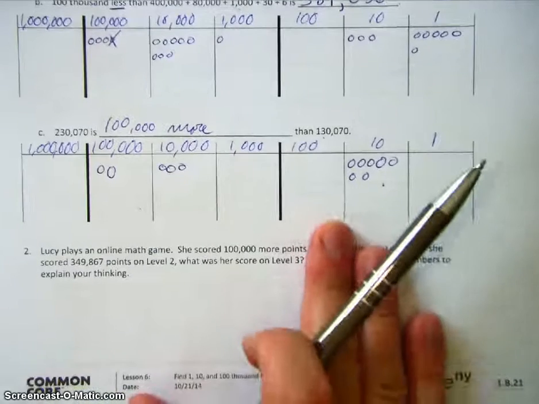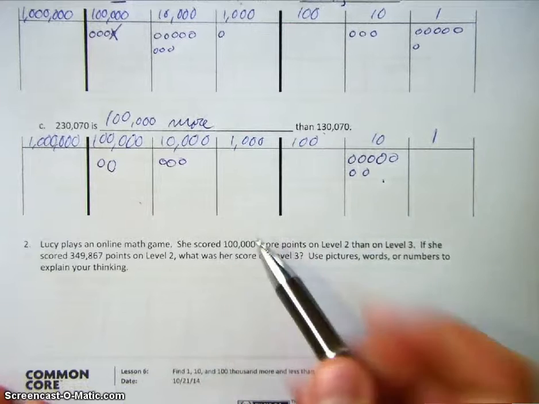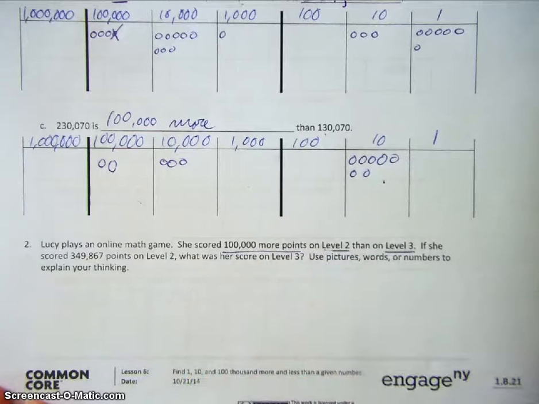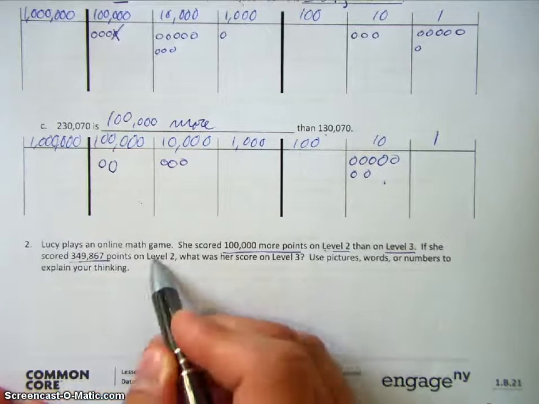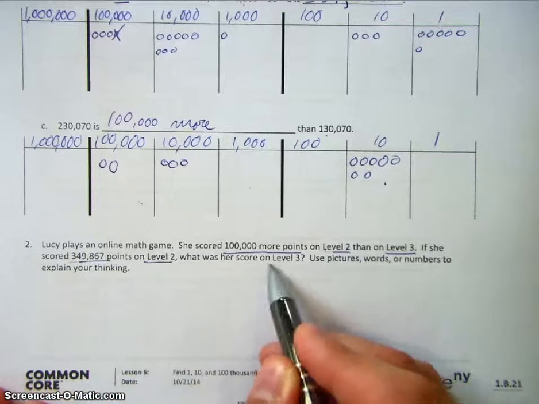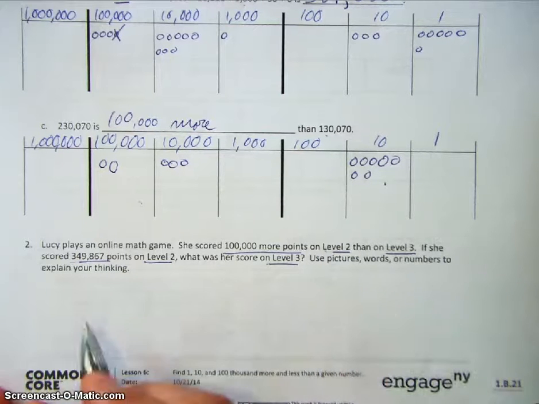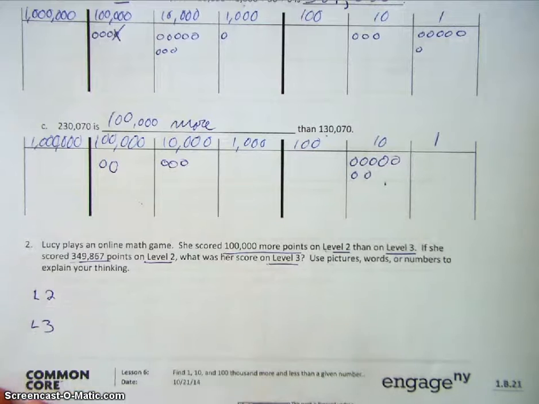Okay, now for number 2, Lucy plays an online math game, and she scored 100,000 more points on level 2 than on level 3. If she scored 349,867 points on level 2, what was her score on level 3? I'm going to use pictures, words, or numbers to explain our thinking. So we set up a tape diagram. We have level 2 and we have level 3.